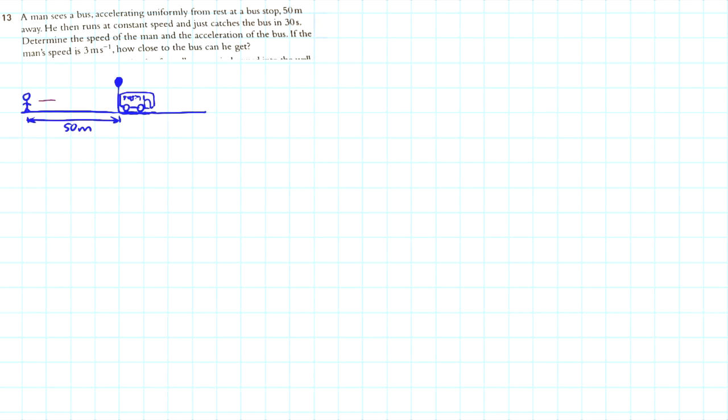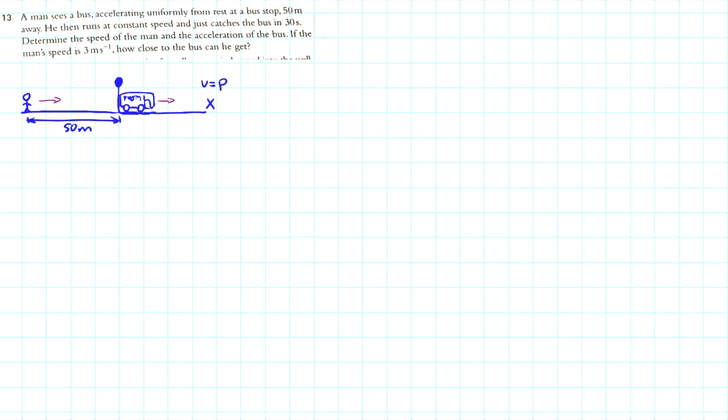All right, so there's two different parts to this question. And so in the first part, the man just catches the bus. So when he catches the bus, they're at a particular point. We're going to say that their velocity is the same. And so let's call the velocity at this point, what's unknown, P.